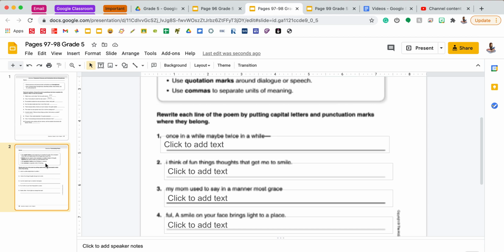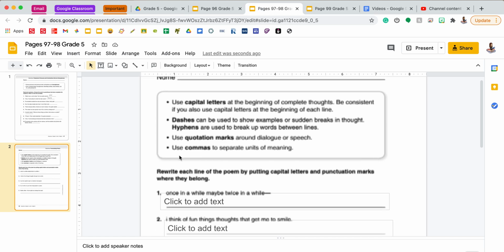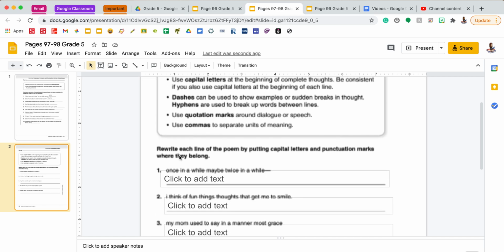On page 98, we're going to be punctuating poetry. So in the box at the top, it states that we use capital letters at the beginning of complete thoughts. Be consistent if you are also using capital letters at the beginning of each line. Dashes can be used to show examples or sudden breaks in thoughts. Hyphens are used to break up words between lines. Use quotation marks around dialogue or speech, and we use commas to separate units of meaning. So we are going to rewrite each line of the poem by putting capital letters and punctuation marks where they belong.